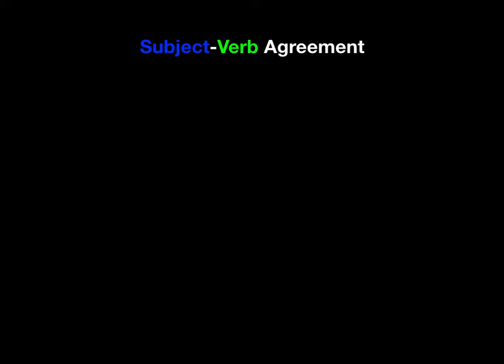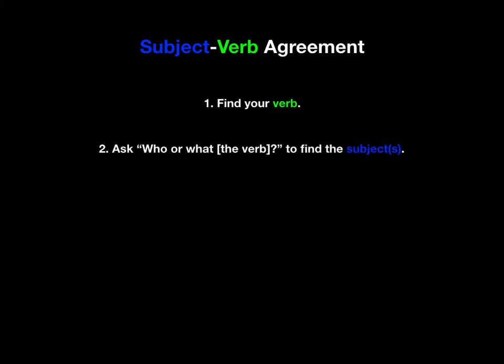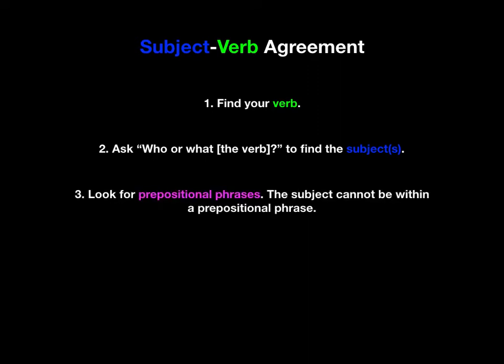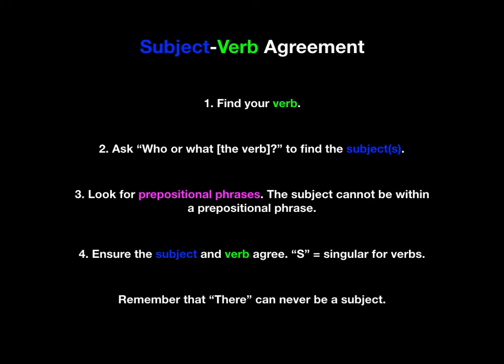Our first step when identifying subject-verb agreement problems is to find our verb. We then need to ask who or what the verb in order to find our subject. Next, we look for prepositional phrases, and it's important to remember that our subject cannot be within a prepositional phrase. And lastly, we need to ensure that the subject and the verb agree. Remember that S is singular for verbs. Finally, keep in mind that there, T-H-E-R-E, can never be our subject.